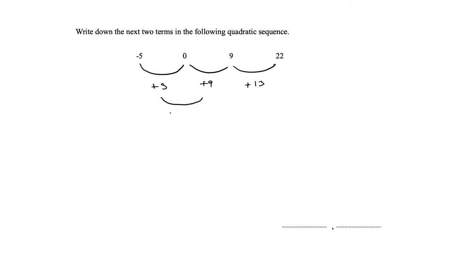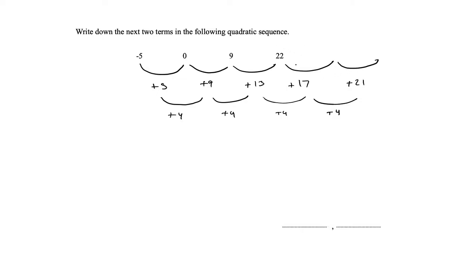So you're adding 4 and then you're adding 4. So the next one, you're going to add 4 and then you're going to add 4. So this one is going to become 17. So you're going to add 17 and then you're going to add 21.